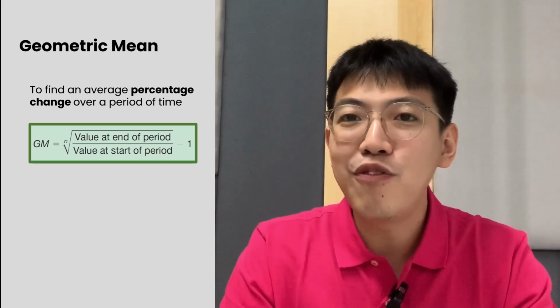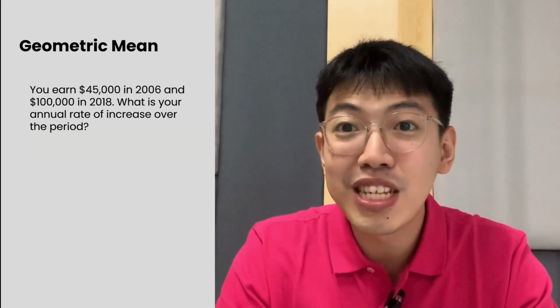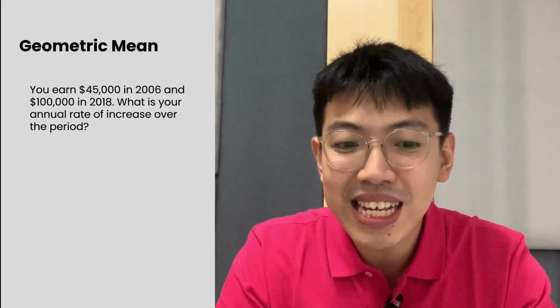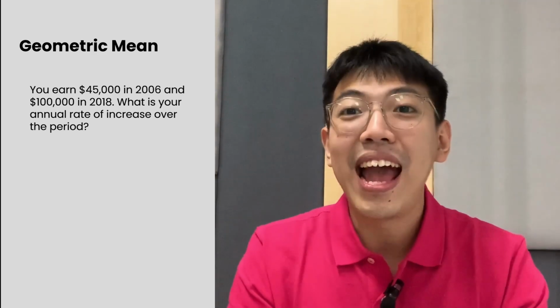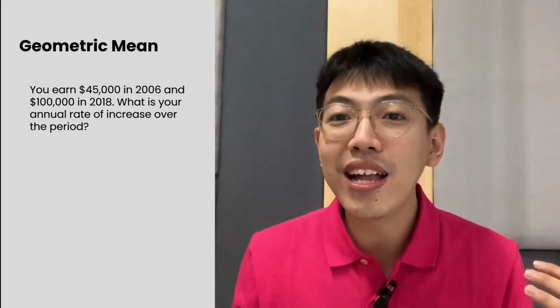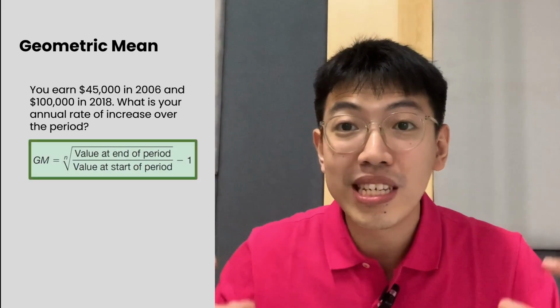The other application of geometric mean is to find an average percentage change over a period of time. For example, if you earn $45,000 in 2006 and $100,000 in 2018, and you are asked what is your annual rate of increase over the period.